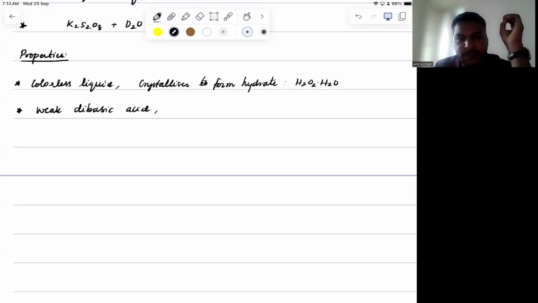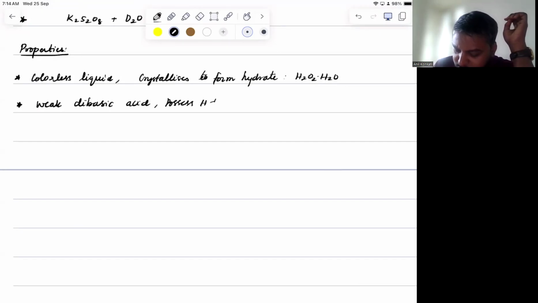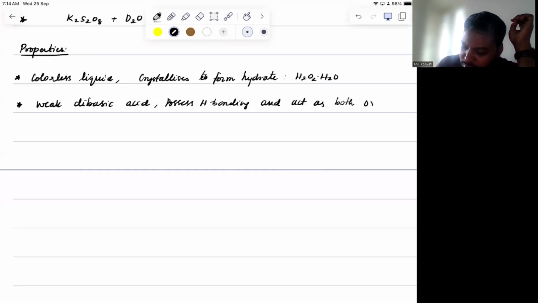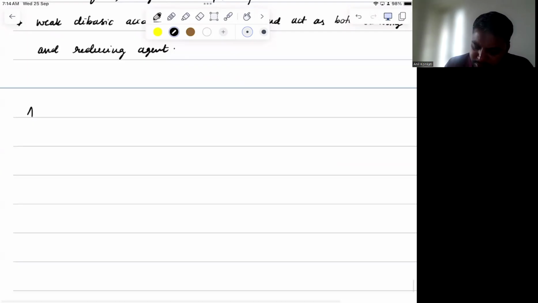And it will have larger hydrogen bonding. It possesses H bonding, and acts as both an oxidizing and reducing agent. Both oxidizing and reducing agent. That will happen in both acidic and basic medium. So first let us see the acidic medium.